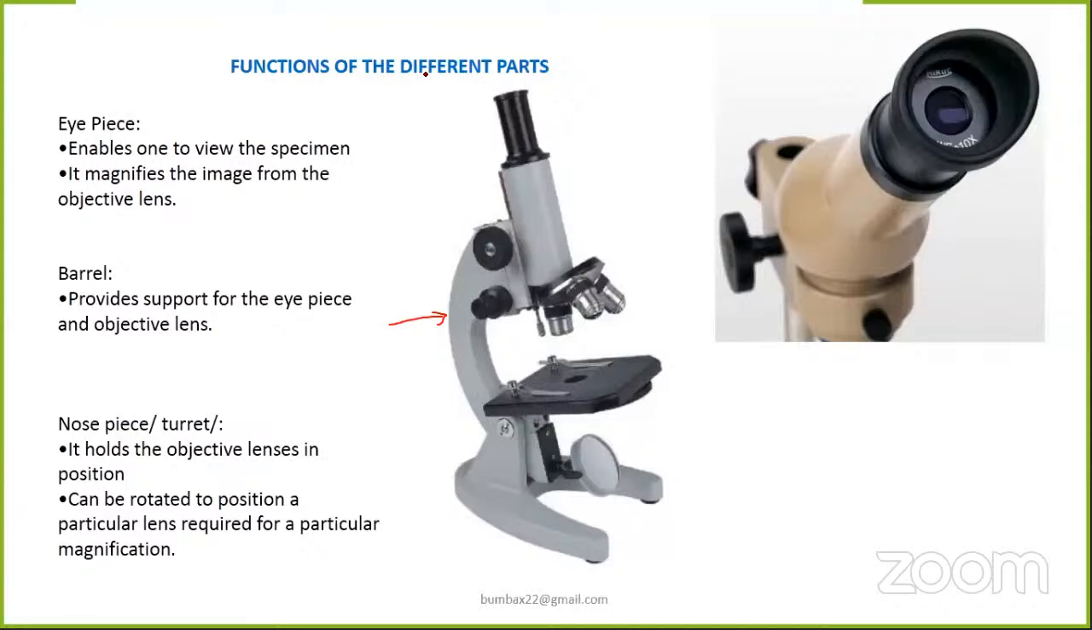Okay, do I put the eye direct? You put the eye here on the eyepiece. Now, you can see this eyepiece has times 10. It means that the lens here has a magnifying power of up to 10 times.